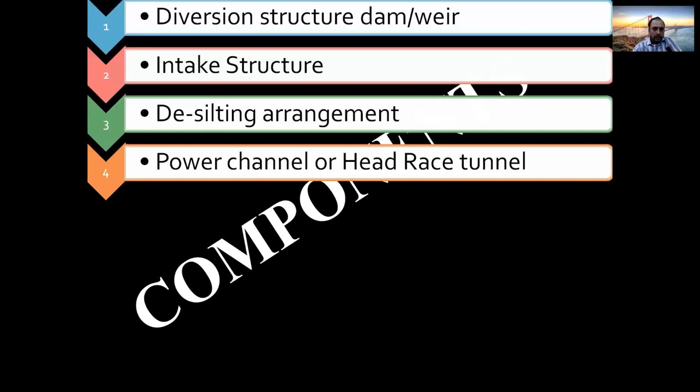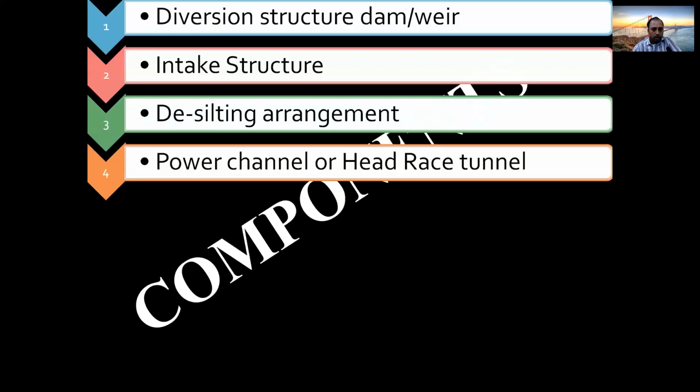Next is the power channel or HRT or headrace tunnel or HRC, whatever you can call it. If it is on the surface, it is called a channel. If it is underground, it is called a tunnel. A power channel or power tunnel or headrace tunnel is a component that takes water from the intake or from the desilting chamber all the way to the turbines.